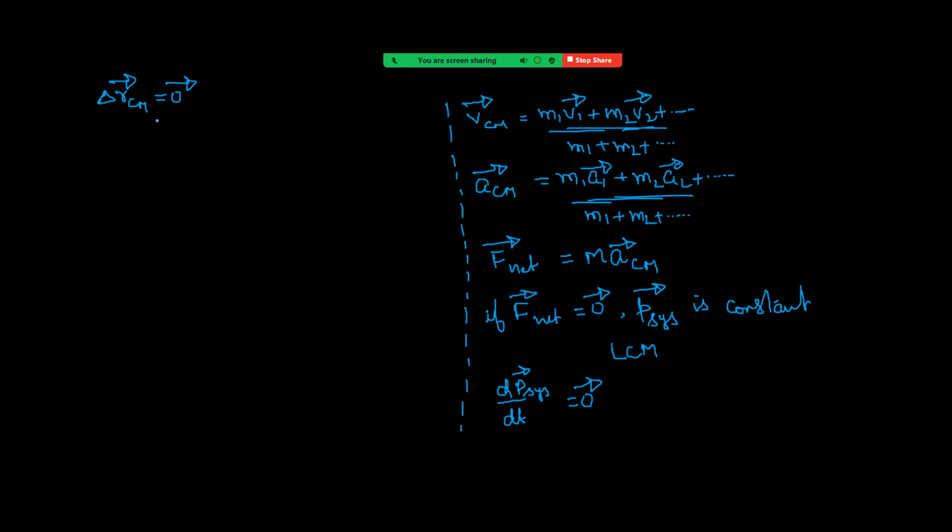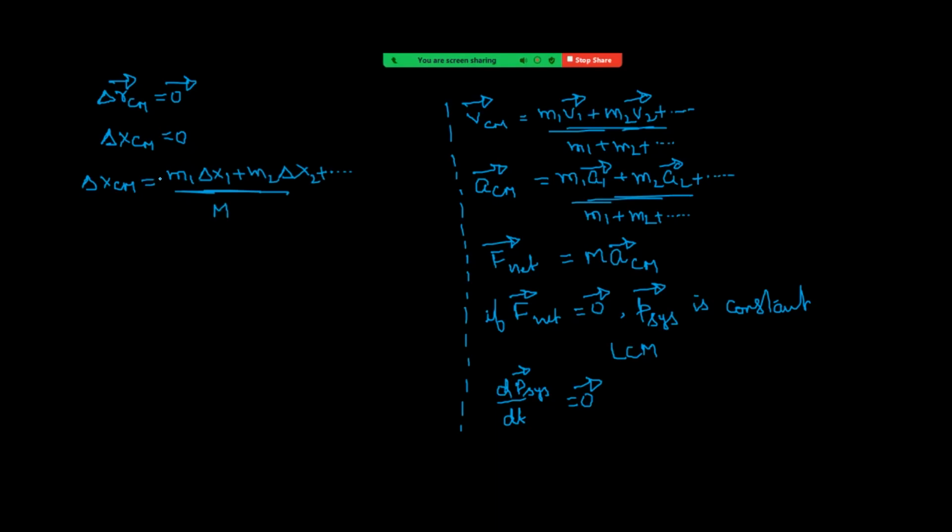Displacement of center of mass is 0. So if you are taking two particles, for example, and we are focusing on the x coordinate, then delta xcm equal to 0, right? So delta r bar cm 0 means delta xcm 0, delta ycm 0, delta zcm 0. Now I am focusing on delta xcm 0. Its meaning is delta xcm is equal to m1 delta x1 plus m2 delta x2 and so on, upon total mass, m1 plus m2 plus and so on.